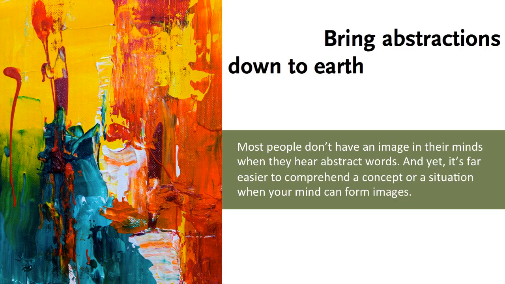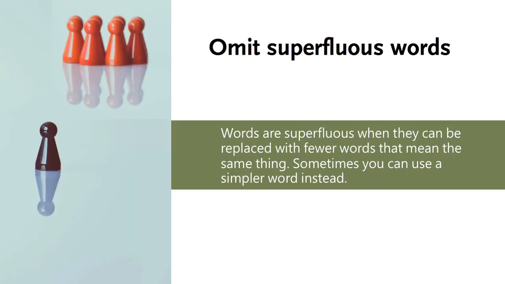Next is to avoid abstract words. When you write, use specific and concrete words wherever you can, and general abstract ones only when you have to. Also, it is a good way to make specific and concrete words carry your general abstract ideas. Next is to omit superfluous words. Words are superfluous when they can be replaced with fewer words that mean the same thing. Sometimes you can use a simpler word for these phrases.